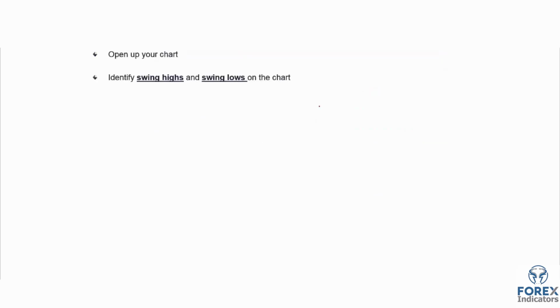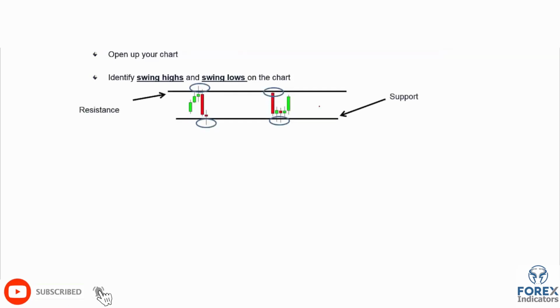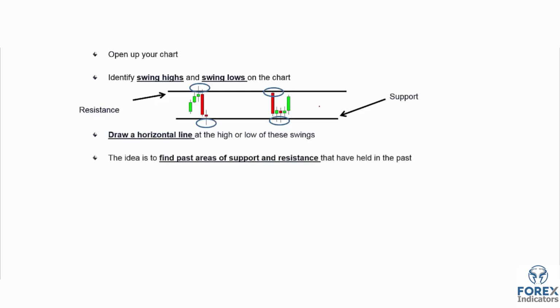So what you want to do is the following. Open up your chart, identify the swing highs and the swing lows on the chart like this, and then start to draw your support and resistance levels. Draw a horizontal line at the high or low of these swings, and the idea is to find past areas of support and resistance that have held in the past.